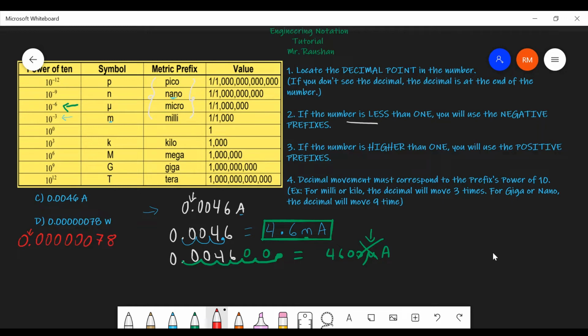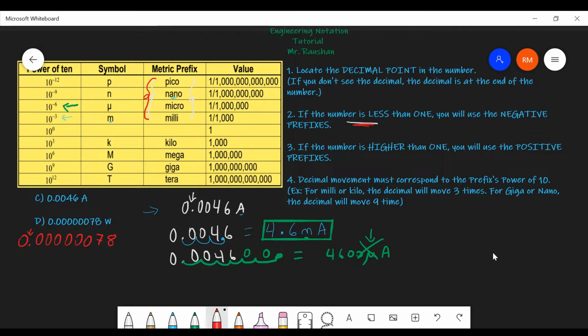Now, what do you want to convert it to? First of all, is this number lower than 1 or higher than 1? This number is clearly lower than 1. So we're going to use one of our negative prefixes. Which one do you want to use: pico, nano, micro, milli? Take a look at this number. It's a pretty large number, even though lower than 1. It has 6 zeros. So let's try to use micro here and see how we end up.